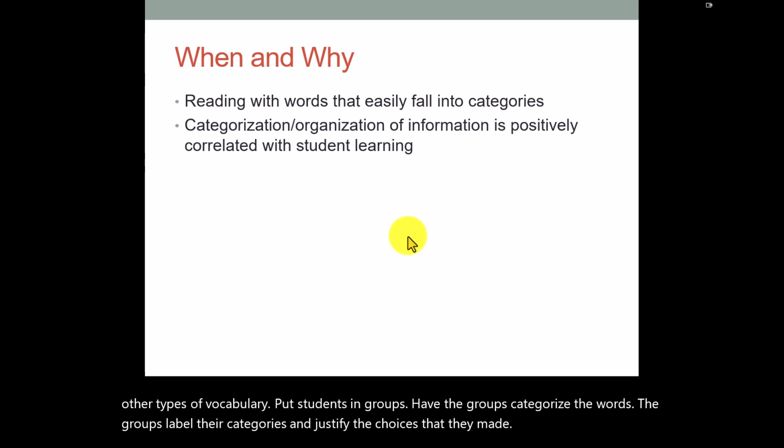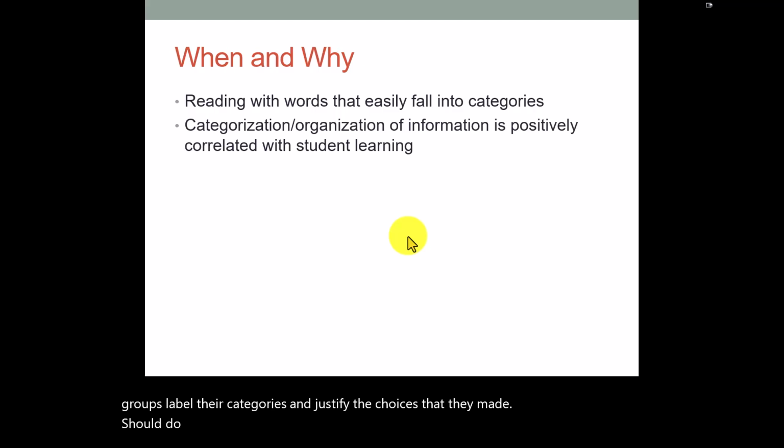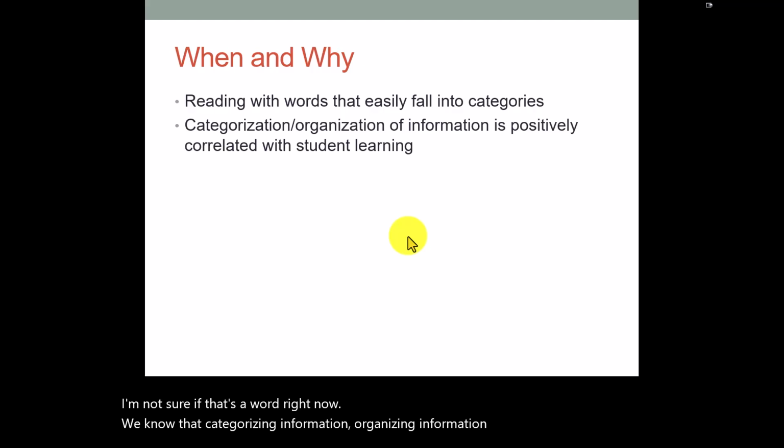You should do this when you're reading words that easily are categorizable. I'm not sure if that's a word right now. We know that categorizing information, organizing information is positively correlated with student learning.